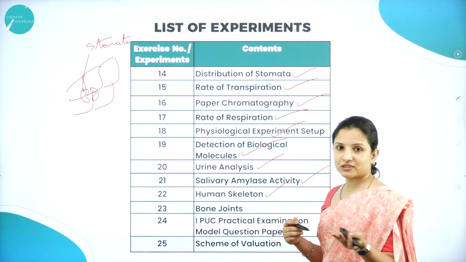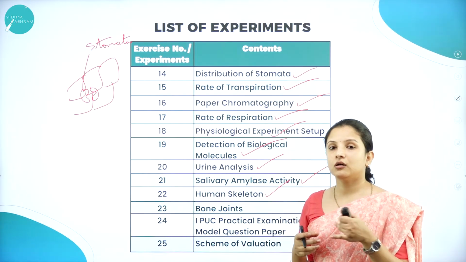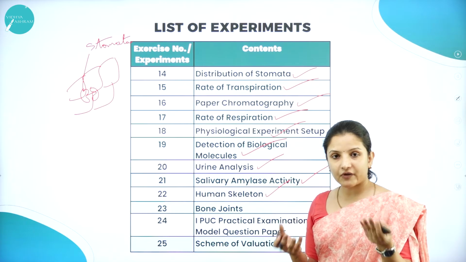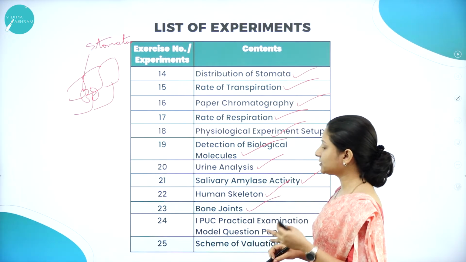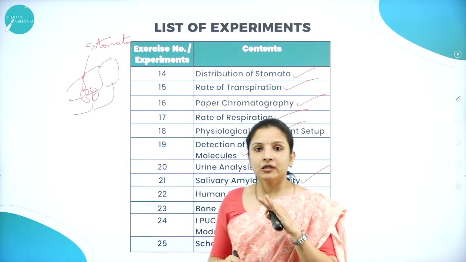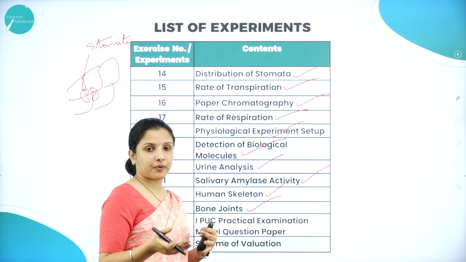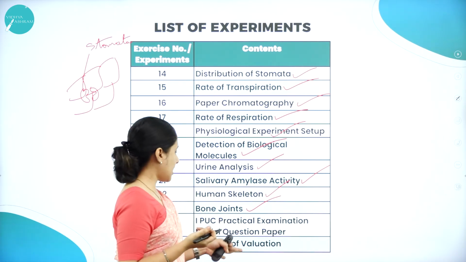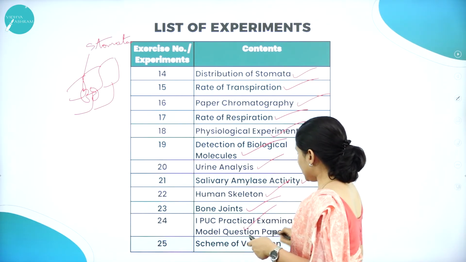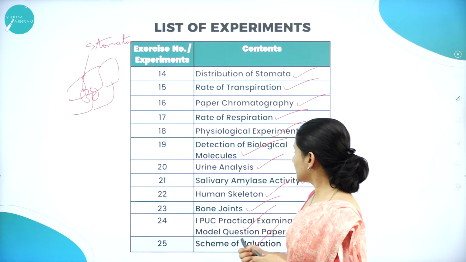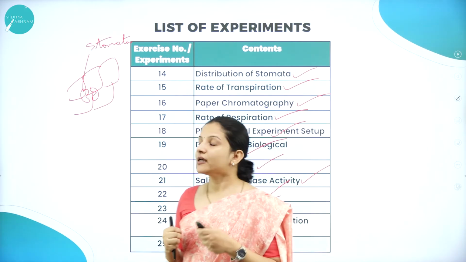Then you'll study the human skeleton: what the different bones and bone joints are called, how many bones there are, and what their functions are. Then you'll study the bone joints also in the practical lab. Finally, you will be taught how the practical model question paper will look, how the questions will be asked, and the scheme of evaluation. In the coming slides, we shall discuss the practical examination model question paper and the scheme of evaluation.